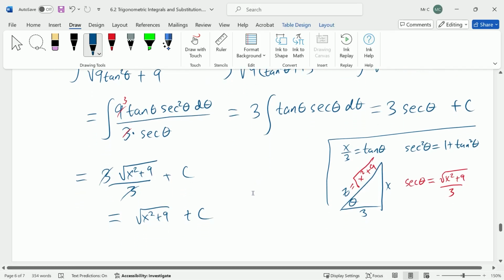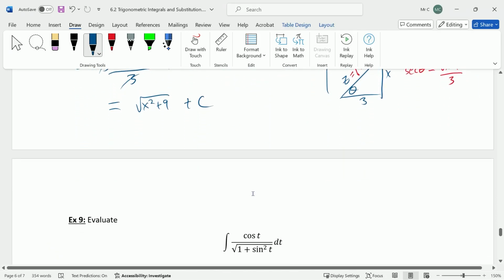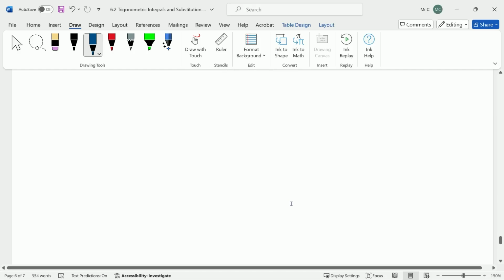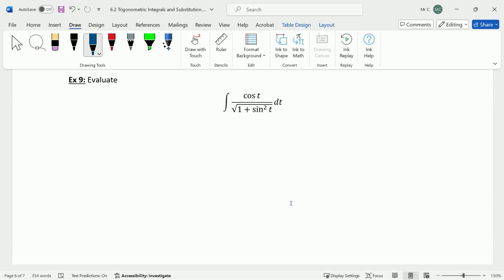Okay. That's it for that one. And now we got one more example here. So this is a particularly tricky problem. Evaluate the integral of cosine of t dt over the square root of 1 plus sine squared of t.